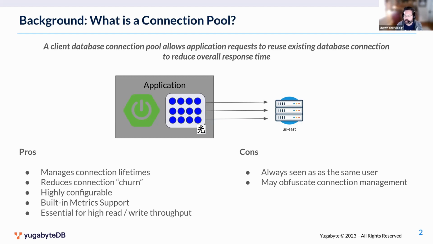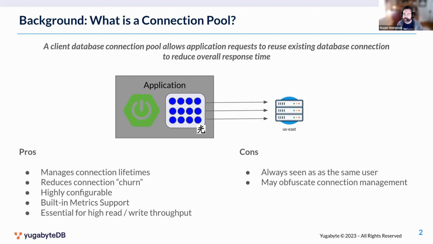Hikari is highly configurable, very lightweight, and very flexible. It has built-in metrics, which are important for watching and monitoring the health of the application by looking at the connection pool and seeing how effectively it's being utilized. And at the end of the day, it's essential for any high-throughput read-write application where you're servicing web requests or web traffic.